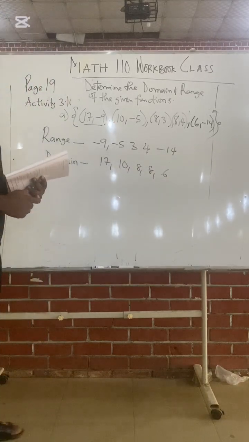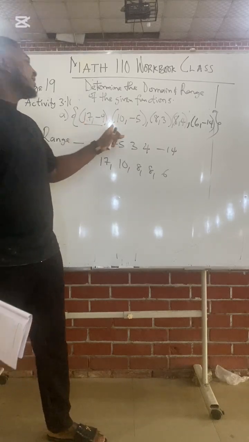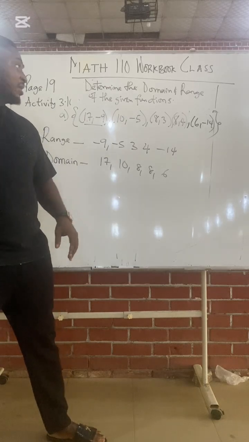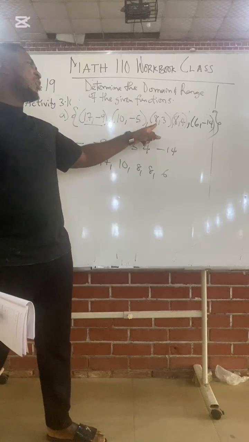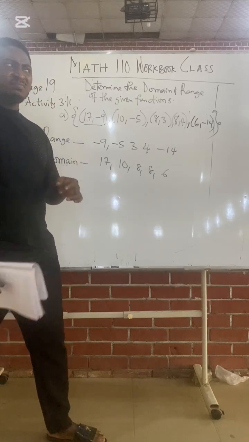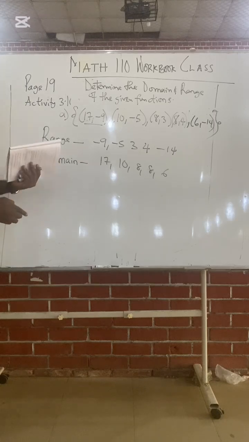Class, this can never happen in a function. You know why? This is a relation, not just a function. Class, in a function, every domain has one and only one codomain. You might not understand now till we get there. I'll teach relation and function in this class. Class, we have answered range.